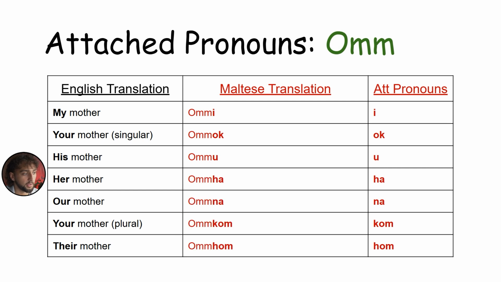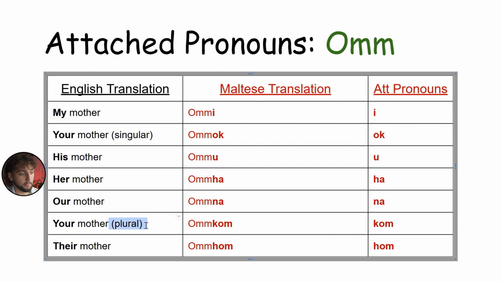So we have omma for her mother. We have omna, meaning our mother. Then we have omkom, your mother. And by plural here in brackets, I don't just mean one person, as in just your mother, but an entire group of people's mother. It's your mother, you know, as a collective. And lastly, we have ommom, meaning their mother.